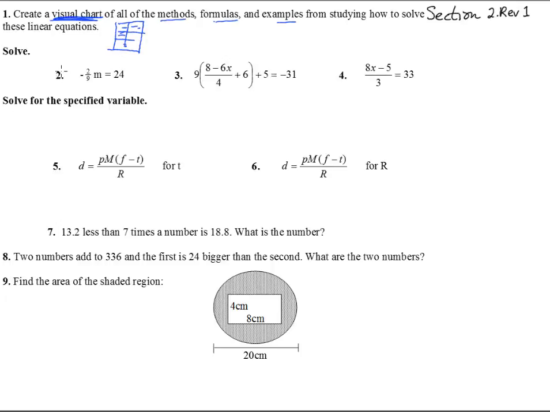Okay, solve these. Number 2. Negative 2/9 m equals 24. We can just divide by this negative 2/9, which is the same as timesing by negative 9/2. And if you punch that into your calculator, you get negative 108. Number 3. Ooh, look at this guy.